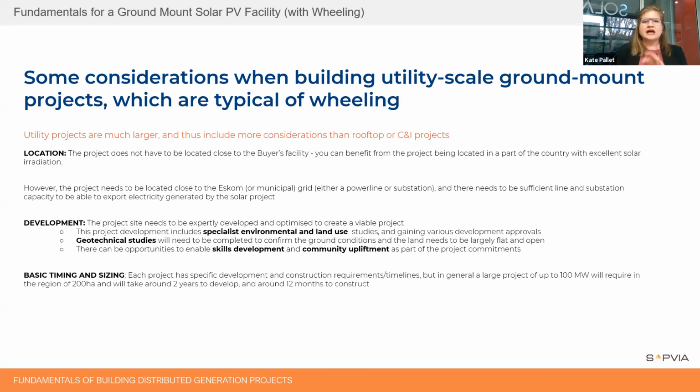So as a rule of thumb, obviously each different utility scale project has a different size, and it'll therefore have a different timeline. But as a rule of thumb, if you're building a 100 megawatt system, you require around 200 hectares, and it'll take around 2 years for the development phase, and then about 12 months to construct. So that's just to give you an idea of the amount of time that one needs in order to construct one of these projects. Next slide, please.